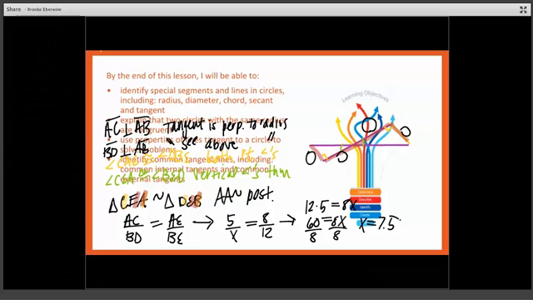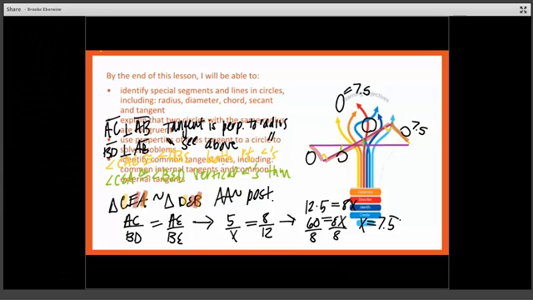7.5. So we've done the first part of the problem. We have found the value of X to be 7.5. Okay, so you guys might want to take a quick screenshot of this. And then we're going to go on to finding the distance between the two centers. You can probably imagine how we're going to do that.